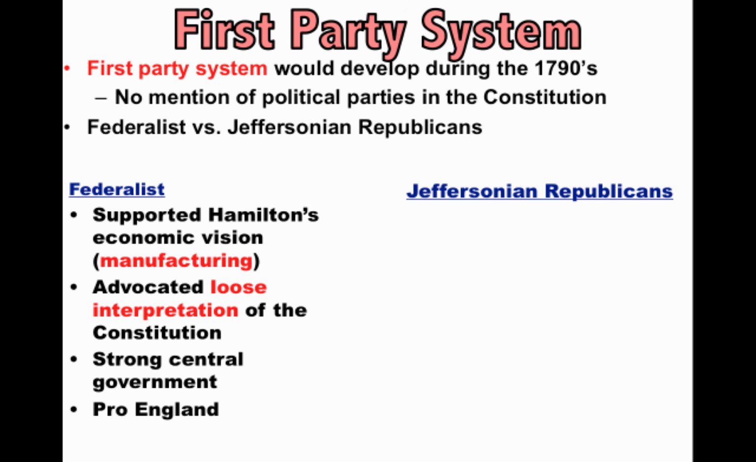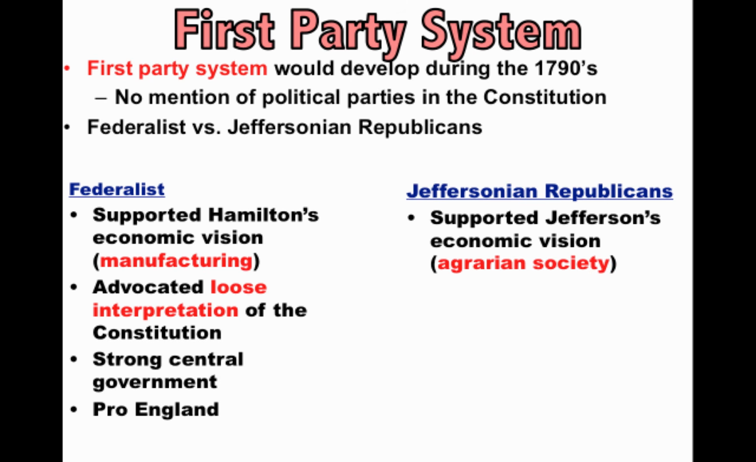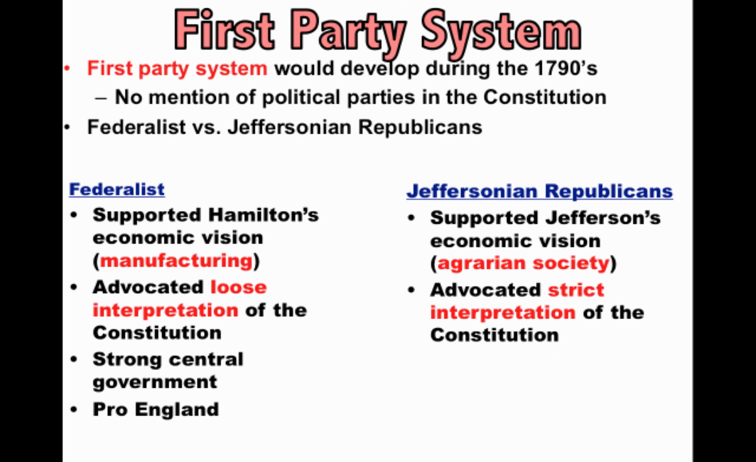The Jeffersonian Republicans, on the other hand, supported Jefferson's economic vision. They wanted an agrarian society. They favored farmers. They believed farmers were the backbone of the nation and the economy, and they tended to have a lot of support in the South and the West. They are advocates of a strict interpretation of the Constitution. Unless the Constitution specifically states something, the federal government can't do it. They favored state rights, and they're going to be pro-French. This will make more sense in just a moment.